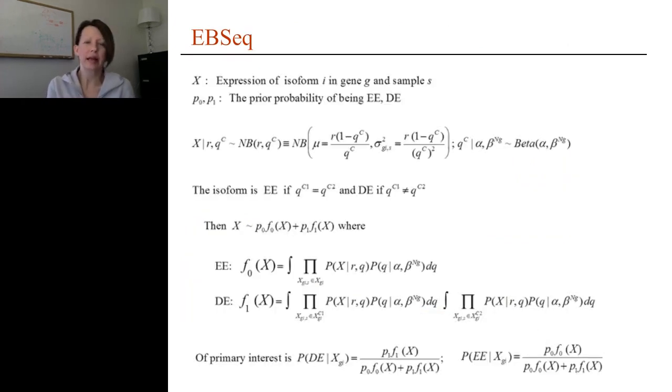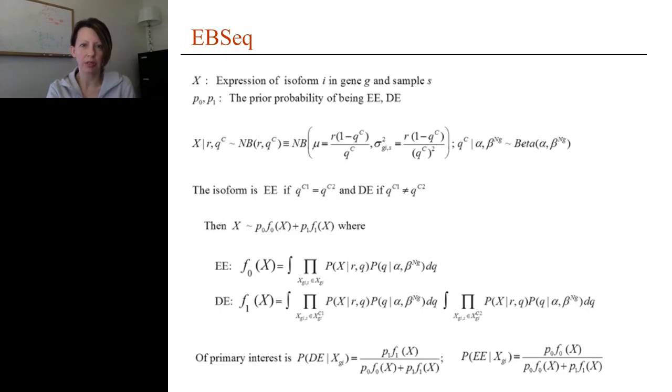Now that's the setup for a given condition, but of course we're interested in two conditions. So the top part of the slide is what I just showed you. Again, X, the expression of a given isoform or gene in a given sample S, is distributed as negative binomial, and here I'm showing you the specific parameterization that we use. But I'm interested, of course, in whether or not these latent levels of expression match across conditions.